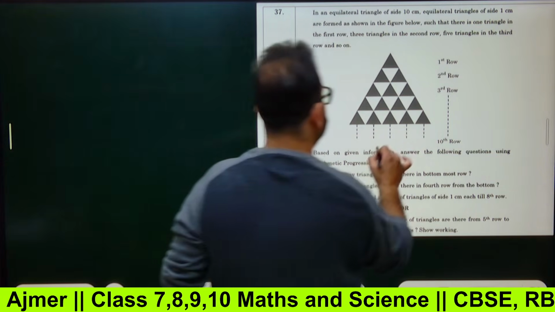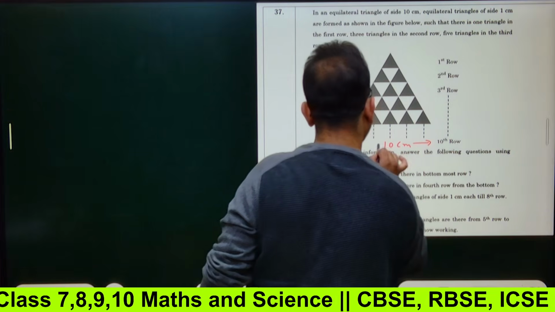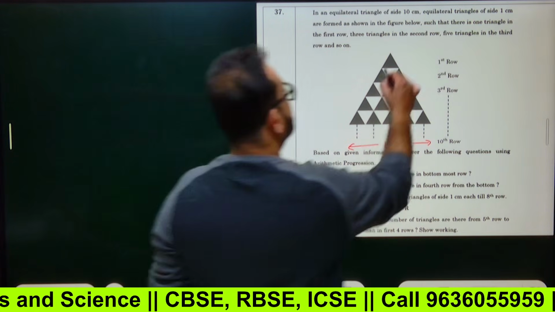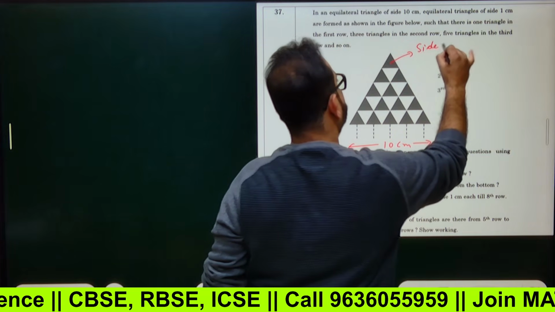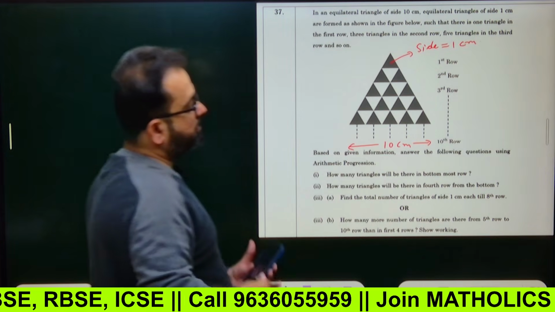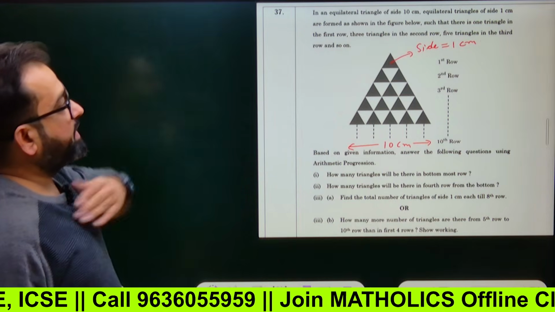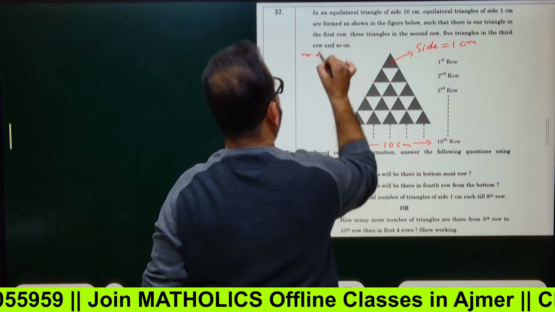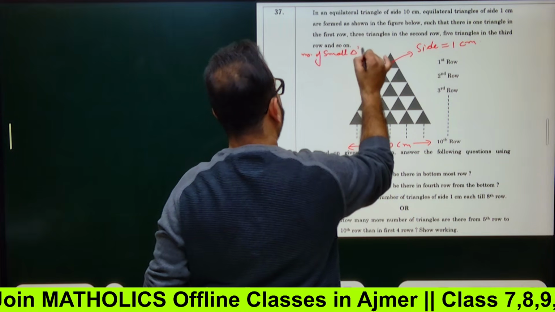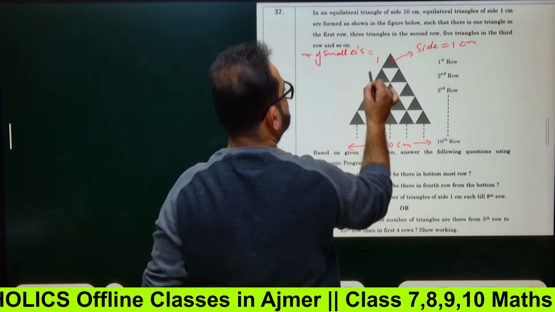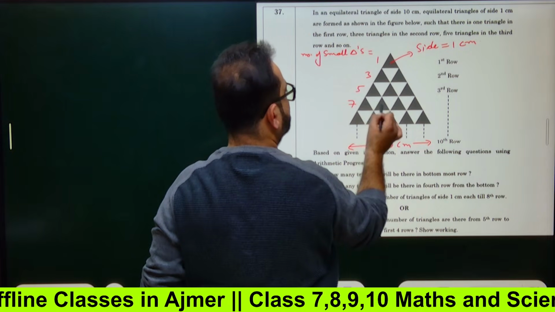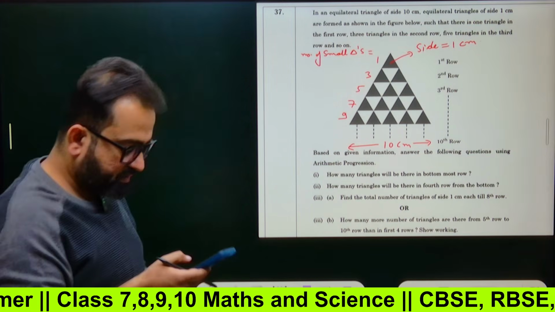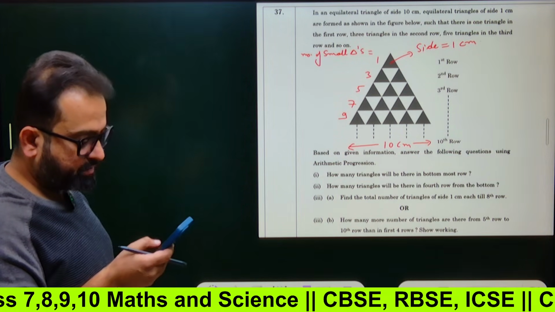Side is 10 centimeter. Equilateral triangles of side 1 centimeter. This small triangle has side equal to 1 centimeter, such that there is one triangle in the first row. There's one, then three, then five. 1, 2, 3, 4, 5, 6, 7, 1, 2, 3, 4, 5, 6, 7, 8, 9. Yes or no? See, the number of triangles in the rows are 1, 3, 5, 7, 9.